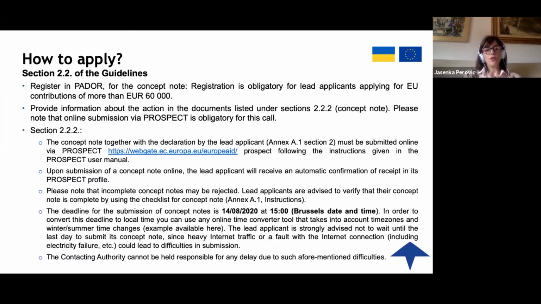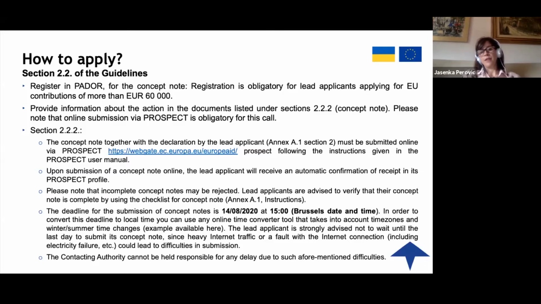Upon submission, the lead applicant will receive an automatic reply on its Prospect profile. You are also advised, and we will go through this later in the presentation, to go through the checklist of Annex 1 and see if you have managed to complete everything that is required for the concept note prior to submitting it.